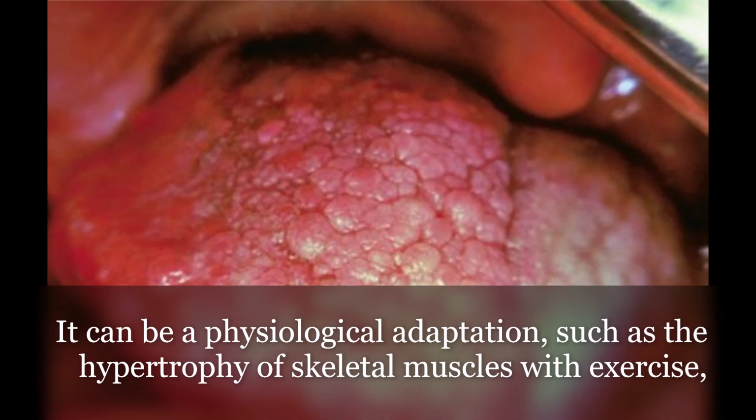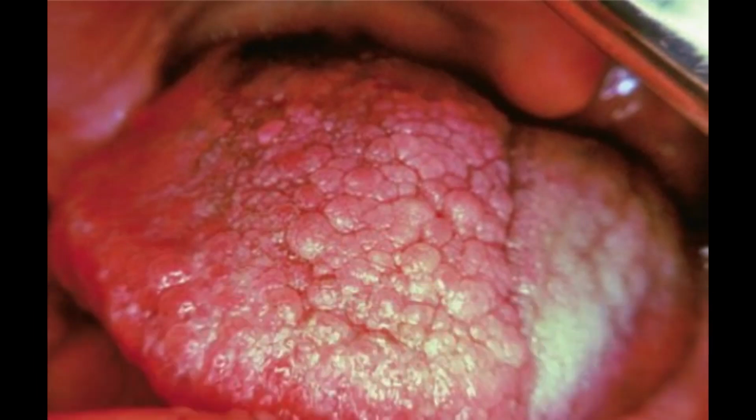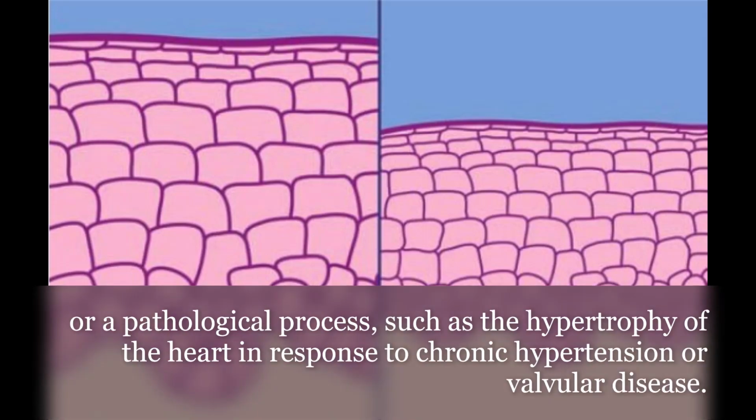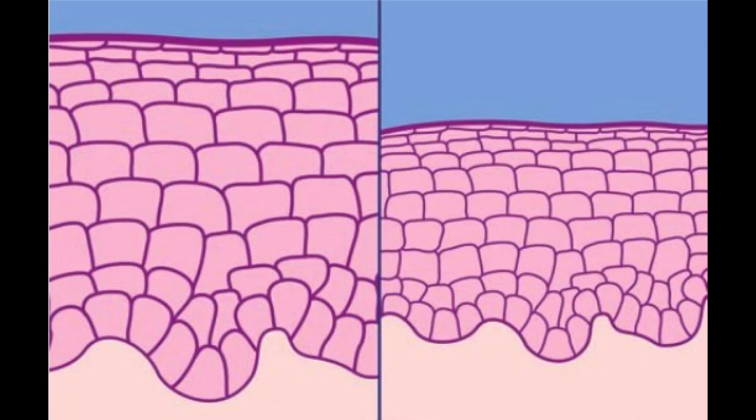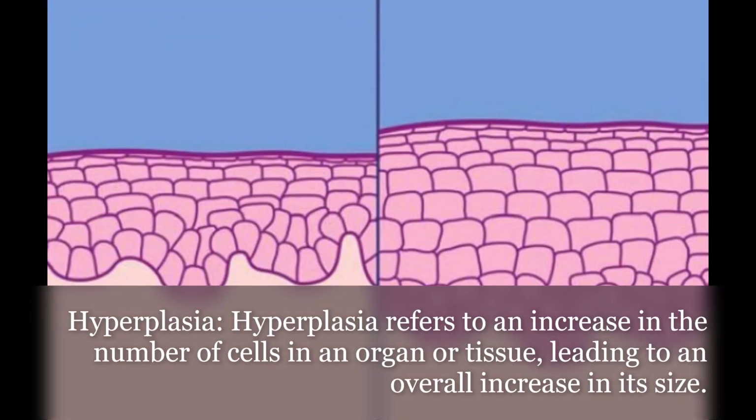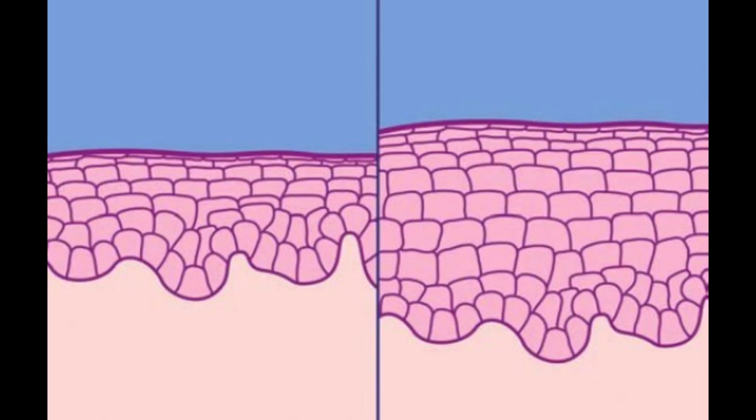Hypertrophy. Hypertrophy is the increase in the size of an organ or tissue due to an increase in the size or number of cells. It can be a physiological adaptation, such as the hypertrophy of skeletal muscles with exercise, or a pathological process, such as the hypertrophy of the heart in response to chronic hypertension or valvular disease.